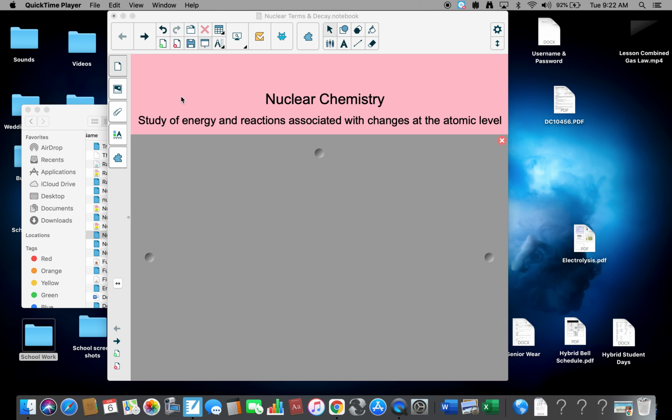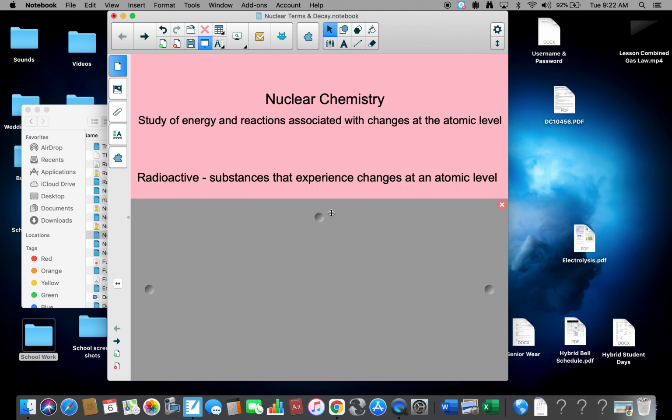Exciting and fascinating world of chemistry. We're looking at nuclear chemistry. Nuclear chemistry is a study of energy and reactions associated with the changes at the atomic level. Now, there's three other definitions you need to know for nuclear. First is radioactive. Substances that experience changes at atomic level are considered radioactive.